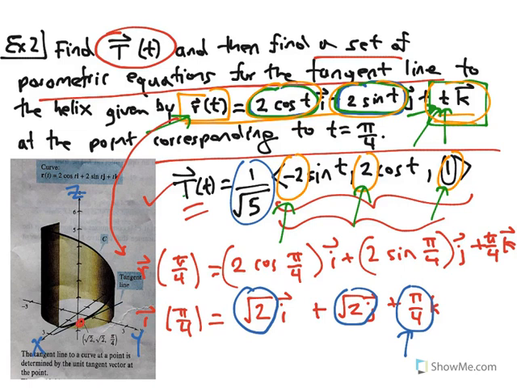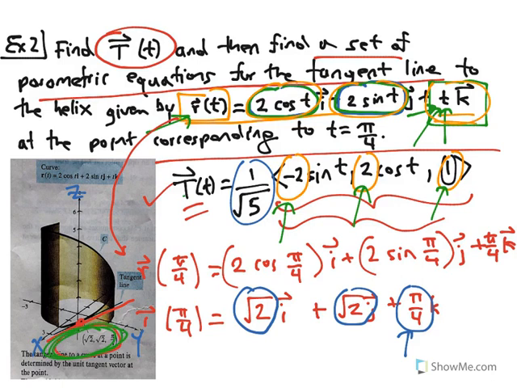So if you want to write a set of parametric equations for this tangent line to the helix given by the vector valued function r of t at the point corresponding to pi over 4, it is perhaps surprisingly easy. And here's what we're going to do. We're going to rely on the coordinates of the point, which are right here. I will go ahead and circle that in green. These are the coordinates of the point.